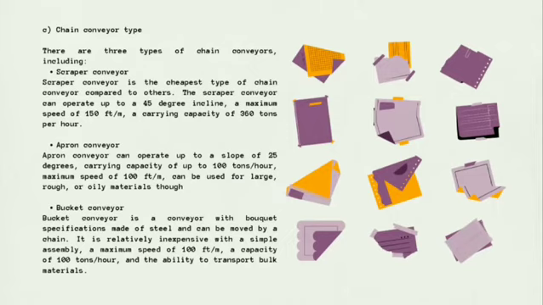Bucket conveyor. A bucket conveyor is a conveyor with buckets made of steel that can be moved by a chain. It is a reality in impacts with a simple assembly, maximum speed and capacity of 100 tons per hour, and the ability to transport bulk material.